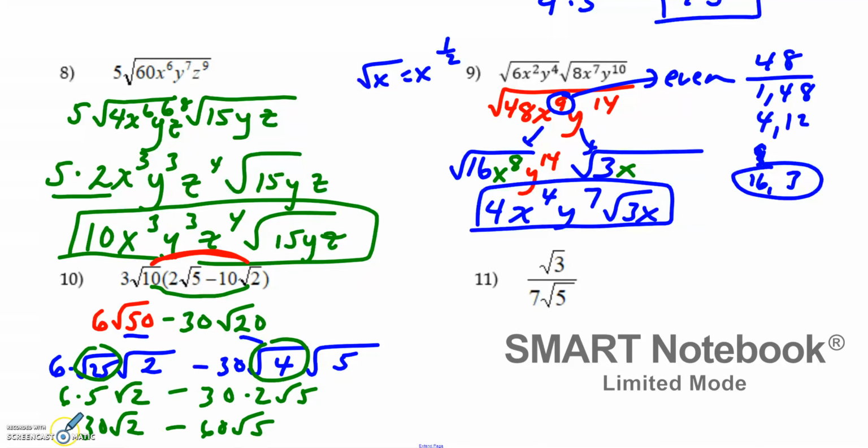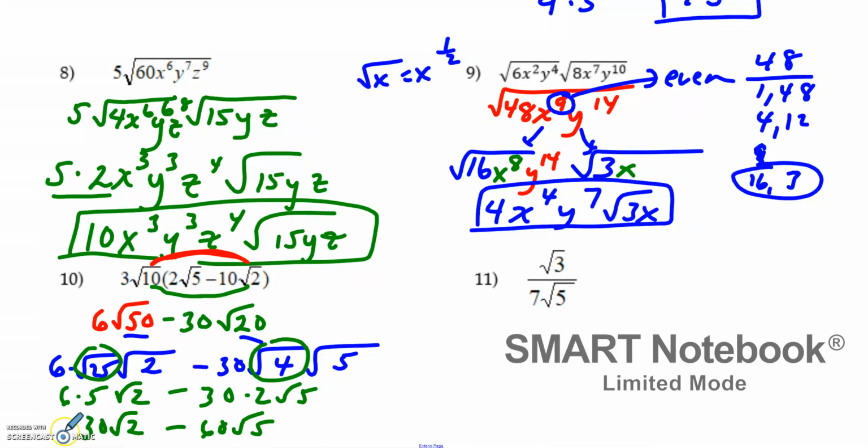Number 11, we have a radical in the denominator, and so what we have to do is rationalize or get the radical out of the denominator. So what I would do is multiply top and bottom just by the square root of 5. I don't need to multiply by 7 because that's not a problem. So now if I multiply the top, root 3 and root 5, I'm allowed to multiply them. I'm not allowed to add them, but I can multiply them to be the square root of 15.